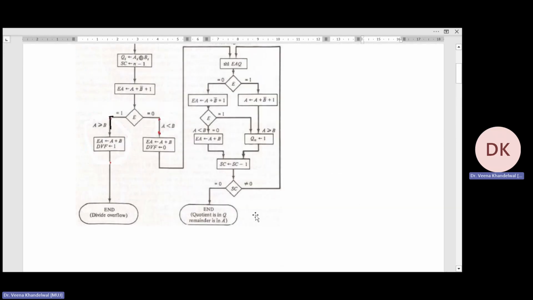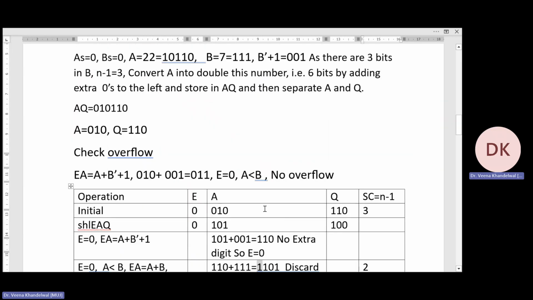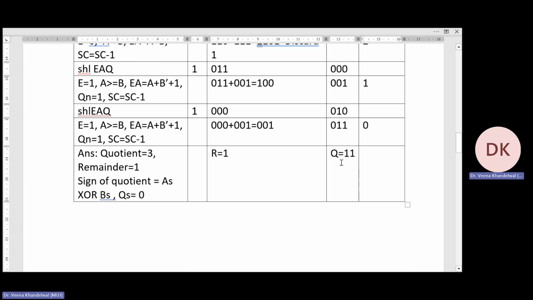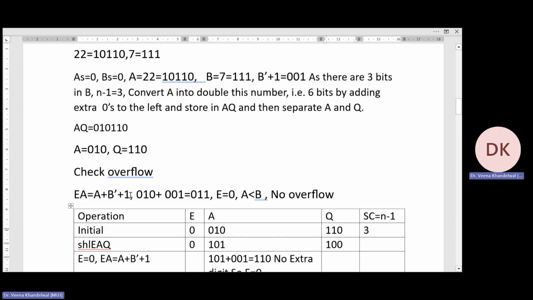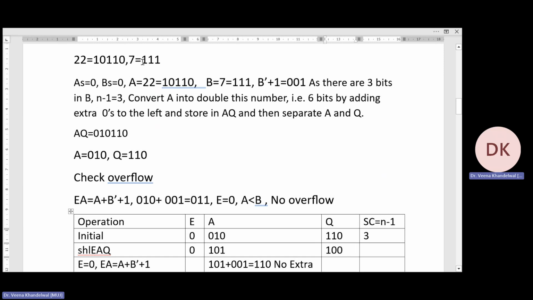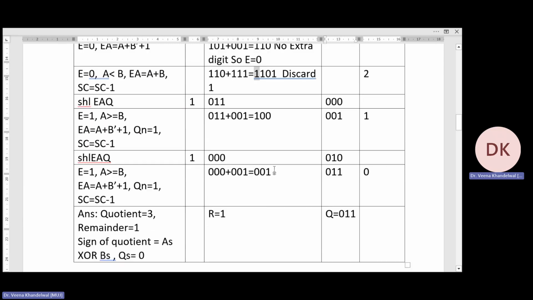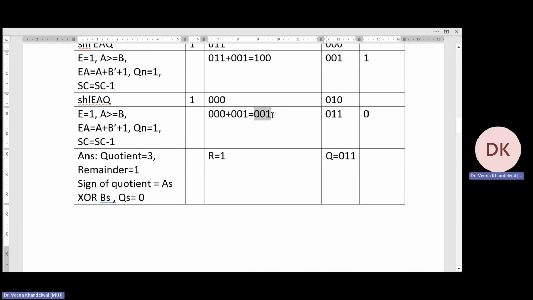So now we have encountered the sequence counter to be 0. So our result is in the variables Q and A. In A we have the remainder, and in Q we have the quotient. So what is our Q? Our Q is 11011, meaning Q is 3. And what is R? R is 1. So what was our question? Our question was 22 by 7. So when we divide 22, we get the quotient as 3 and remainder as 1. So this is our remainder, which is equal to 1.